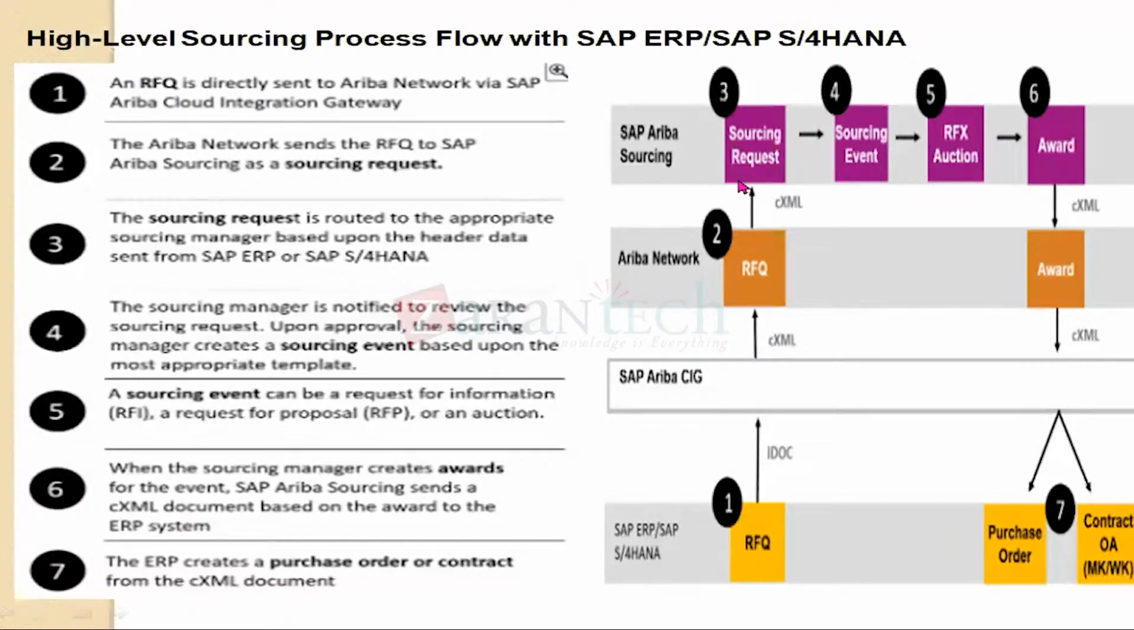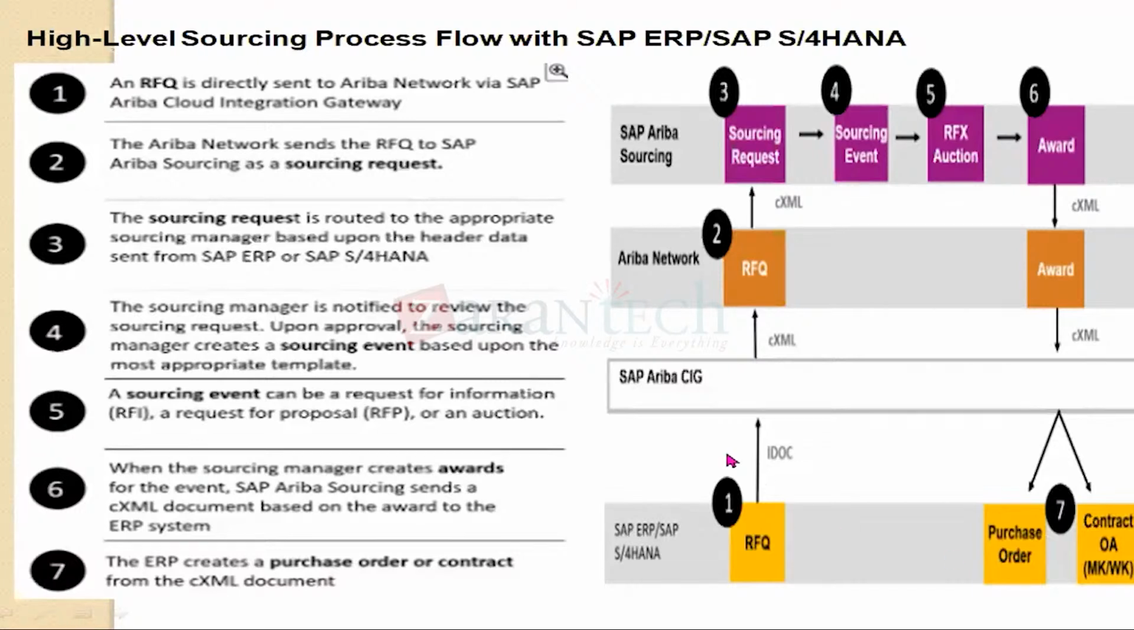After successful execution of the event, they have to complete the awarding activity and do the supplier selection. When the supplier gets selected, during the awarding activity itself, the business user has to specify what they want to create in the ERP system as the subsequent or follow-on document. They can choose an option like a purchase order or a contract. Based on the selection, that information will come back to your CIG, and CIG will create the purchase order or contract in the SAP ERP system.